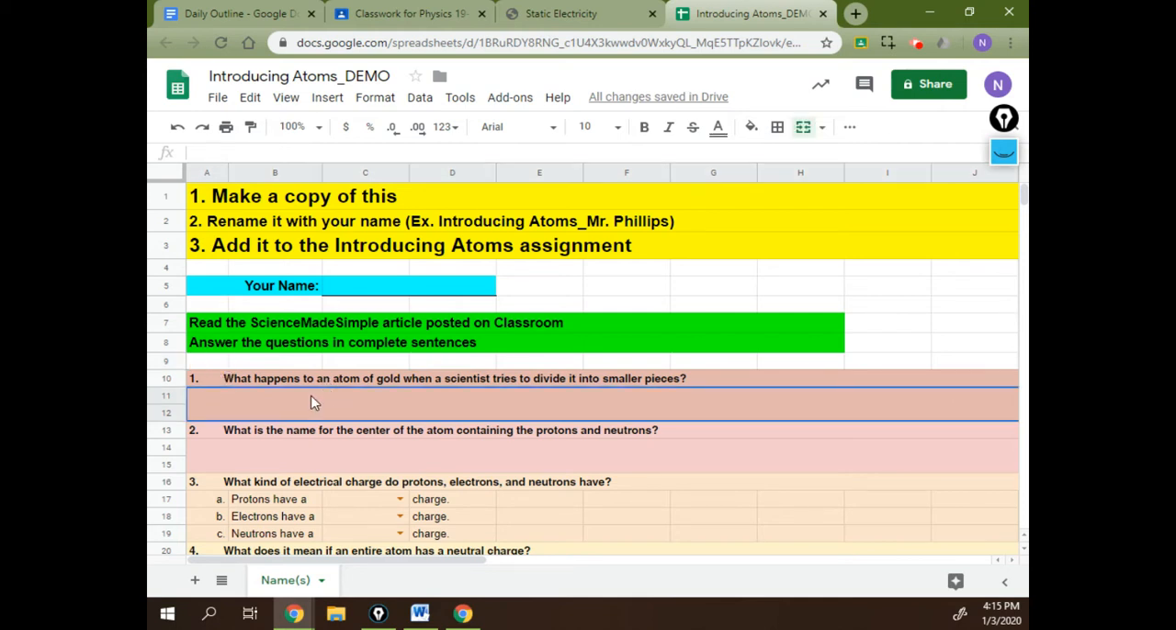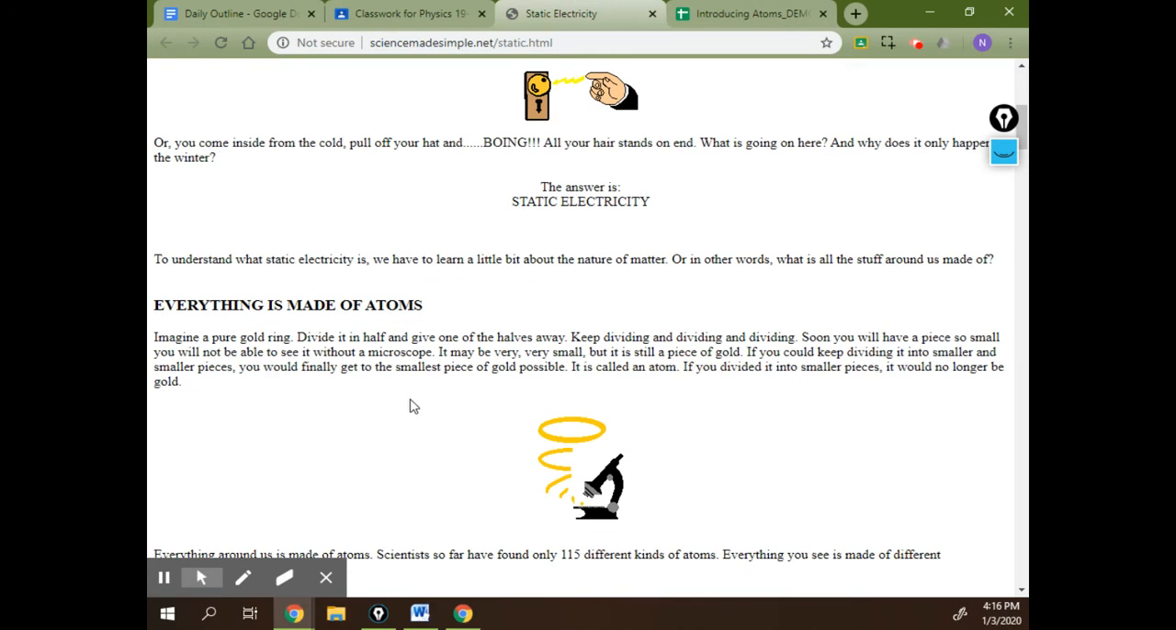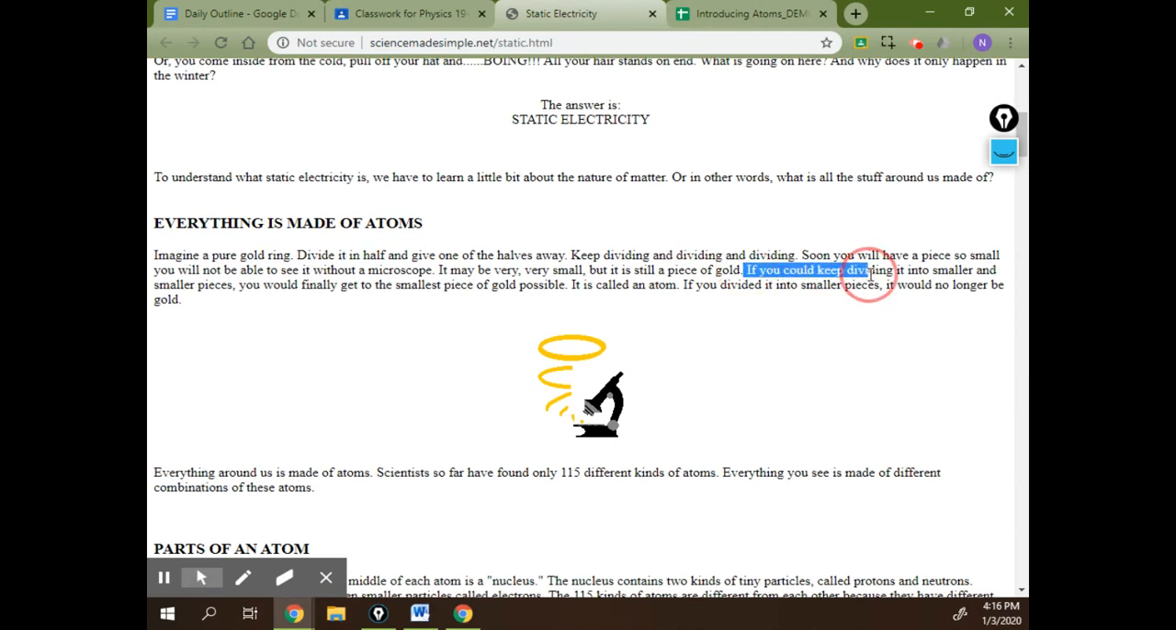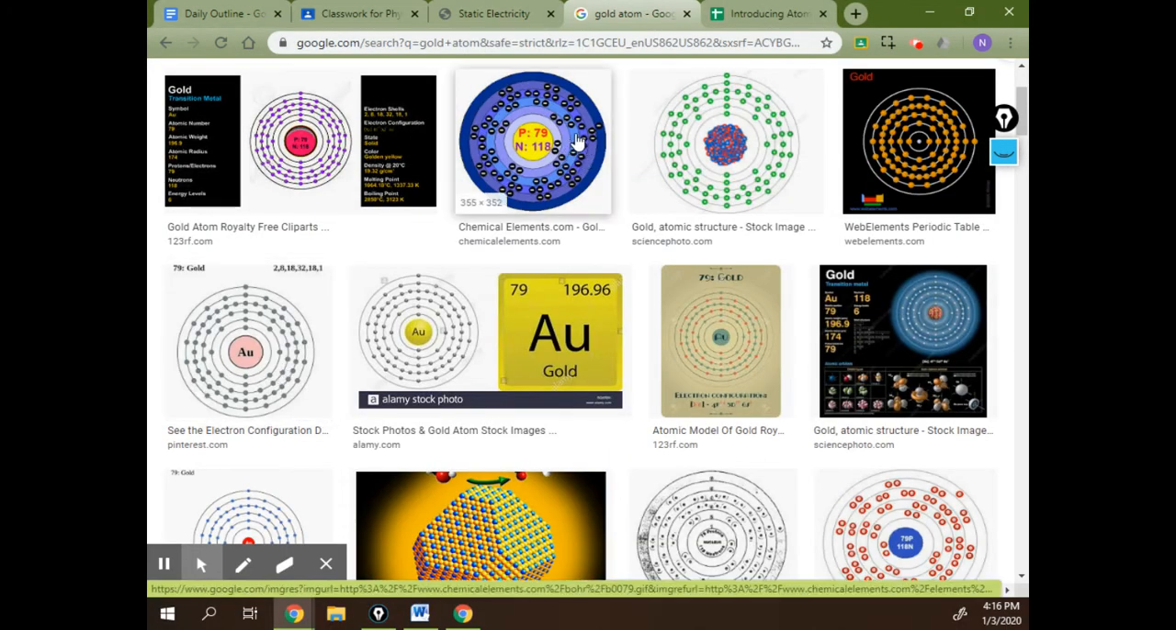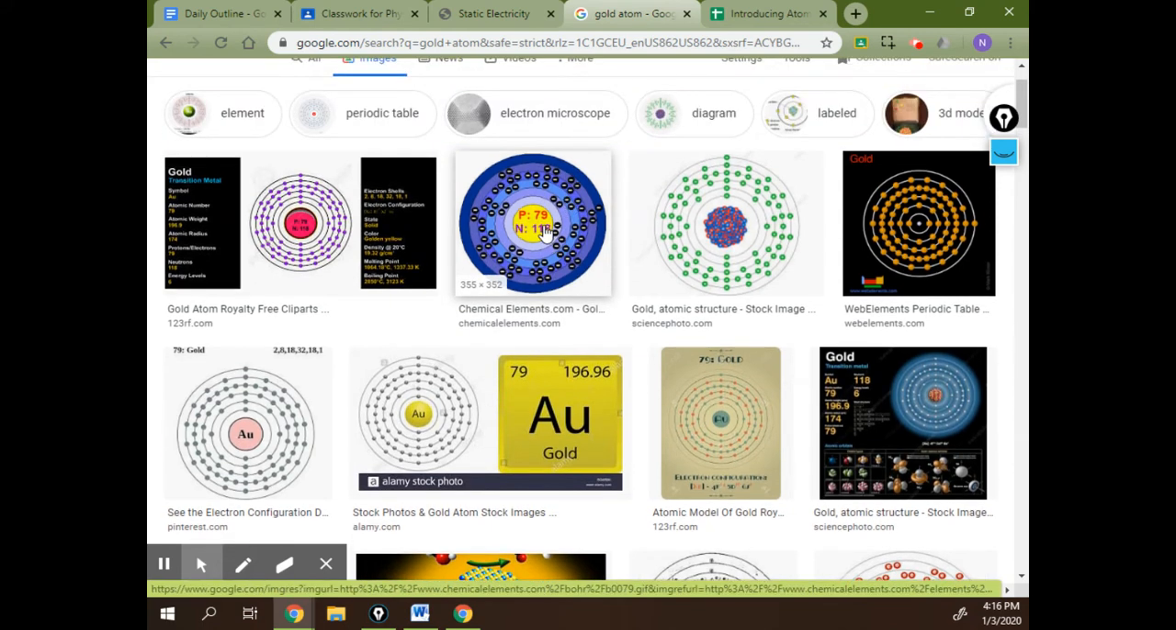Number one, what happens to an atom of gold when a scientist tries to divide it into smaller pieces? Boy, what do I do? I don't know. Read. If you could keep dividing an atom of gold into smaller pieces, you would finally get to the smallest piece of gold possible, a single atom of gold. What does that look like? There's a heckuva lot of protons, neutrons, electrons. In fact, there are 79 protons and electrons and 118 neutrons.